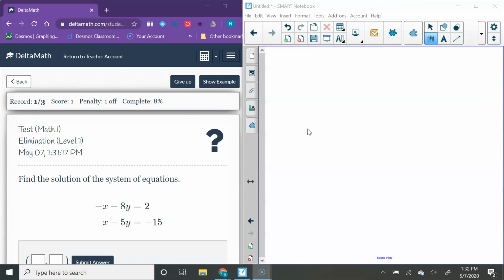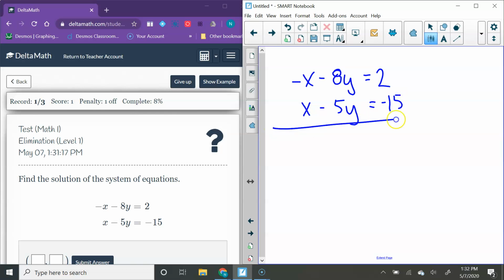Okay, here is our next one. We've got negative x minus 8y equals 2, and x minus 5y equals negative 15. This one is ready to go because right here you've got a negative x and a positive x, and when you add those together, that's going to cancel out. So you don't have to change anything about the equations. You're going to have negative 8 plus negative 5, which gives you negative 13y, and then 2 plus negative 15 is negative 13. So you've got this simple equation here.